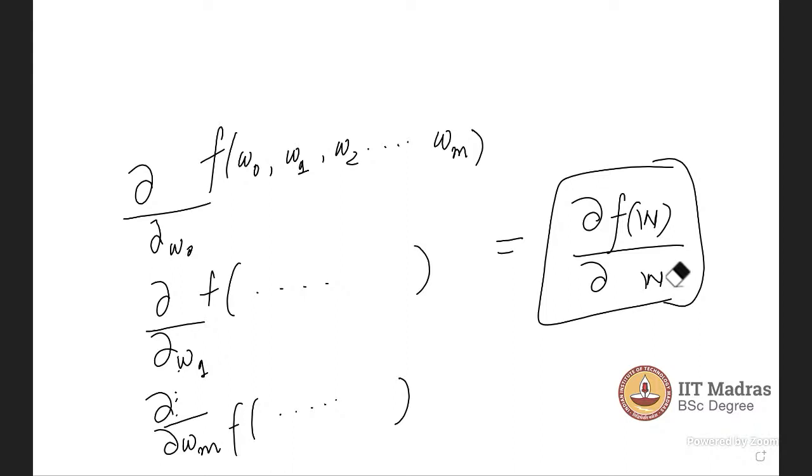Okay, so is this clear? How do we differentiate and write these vector partial derivatives? Yes, sir. Okay.